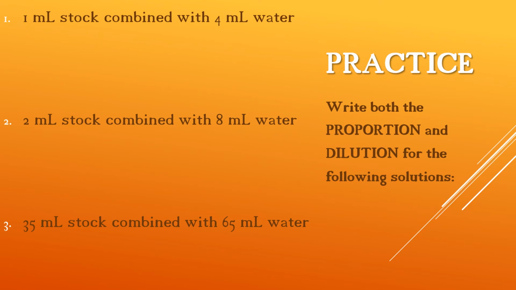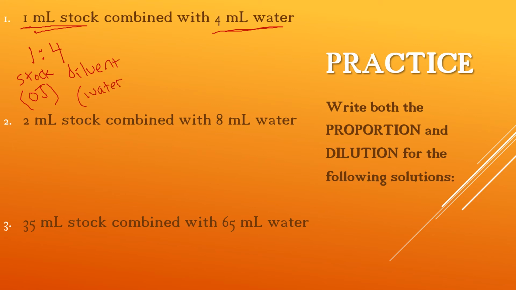Now let's practice. Write both the proportion and the dilution for the following solutions. So right here we have 1 milliliter of stock solution combined with 4 milliliters of water. So we could write 1:4. 1 would be the stock, or the OJ, and 4 would be the diluent, or the water.